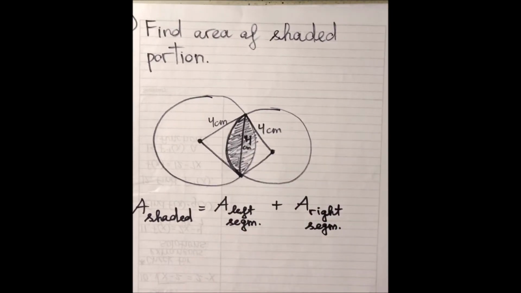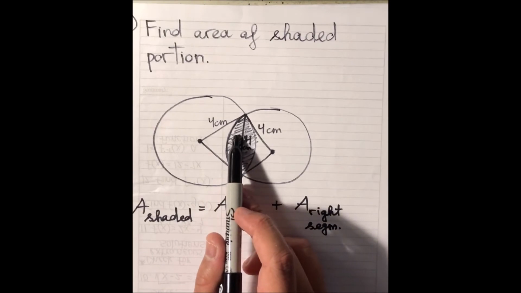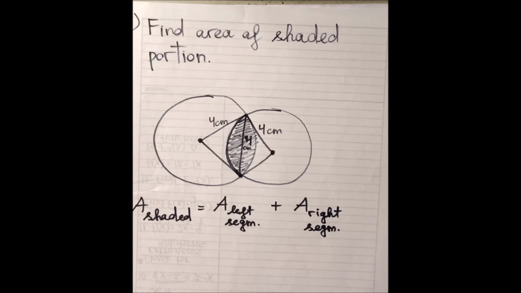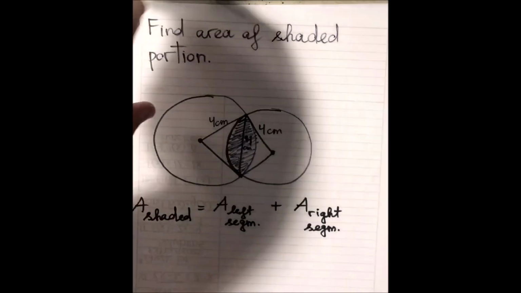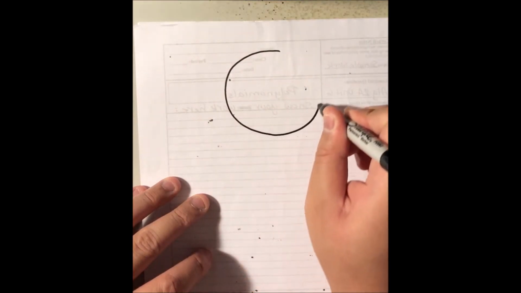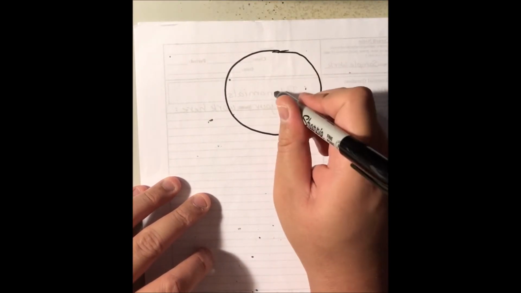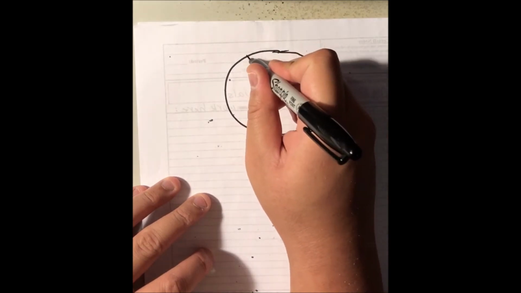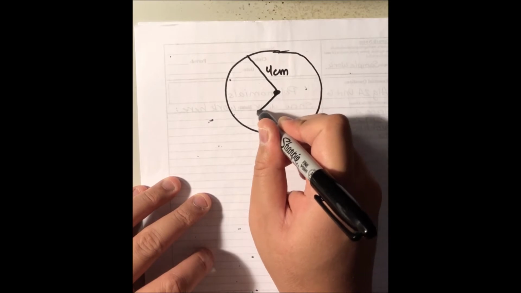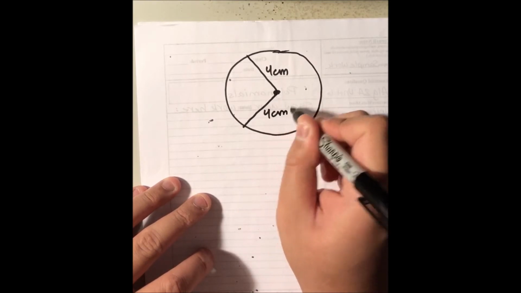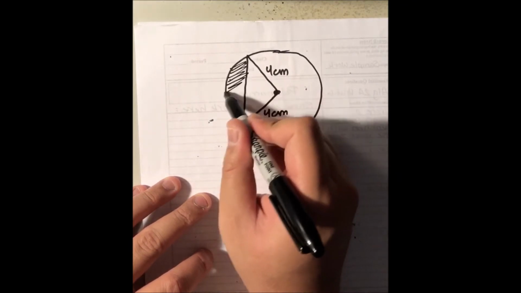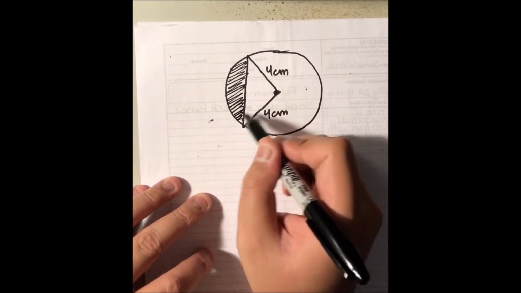So really, if we can find the area of this segment and add them together, we'll be able to find the area of the entire thing. So how do we find the area of the left segment first? So let's draw the left segment first. Something like that. And this is the center of the circle. This is the radius, 4 centimeters. Right here as well. This is the chord. And this is the left half of the shaded part.